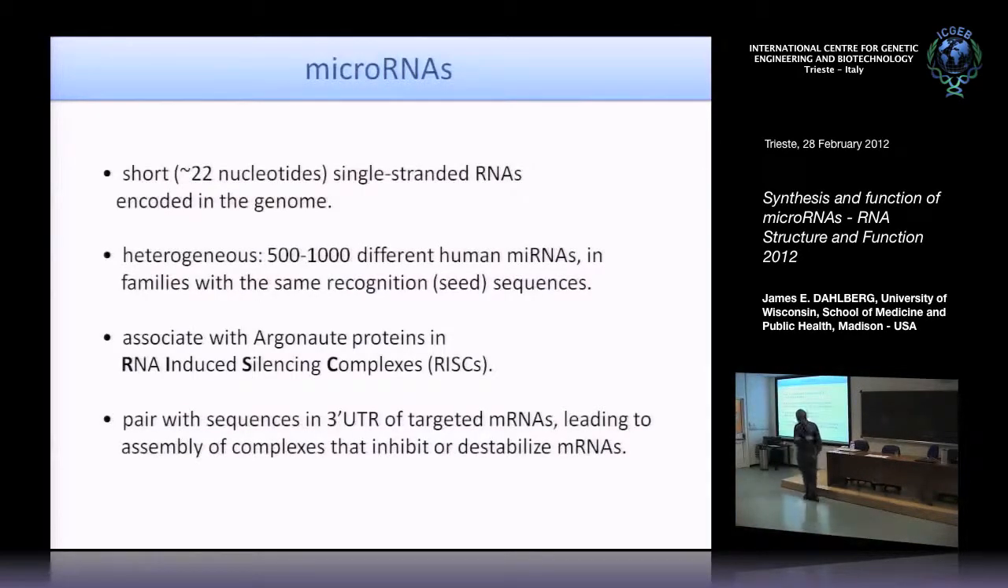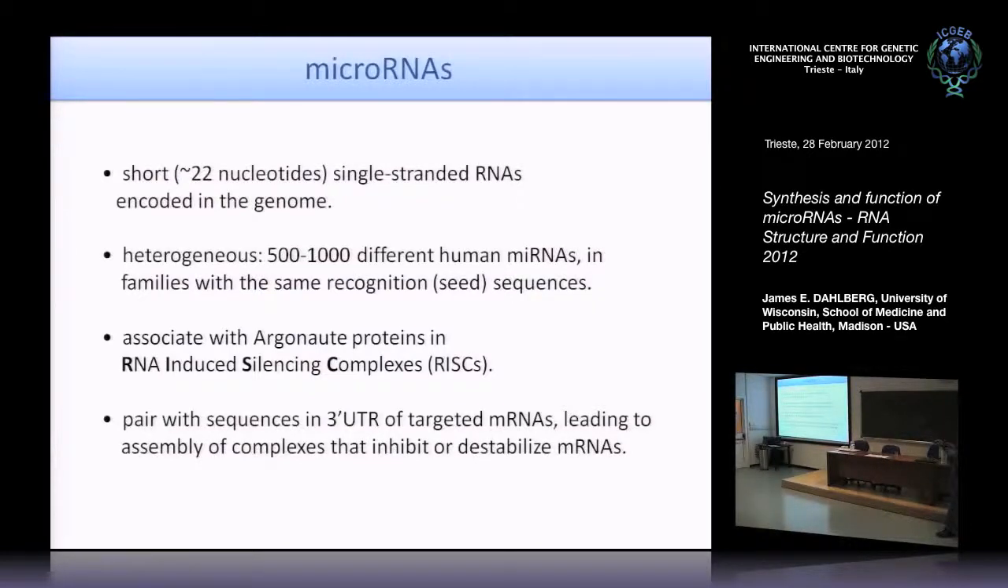Just a bit of review here. MicroRNAs are short molecules, about 22 nucleotides long, encoded in the genome. Human cells have anywhere from 500 to 1,000 different microRNAs. A lot of viruses bring microRNAs in or bring in the capacity to synthesize their own. They associate with proteins, Argonaute proteins, to form complexes.